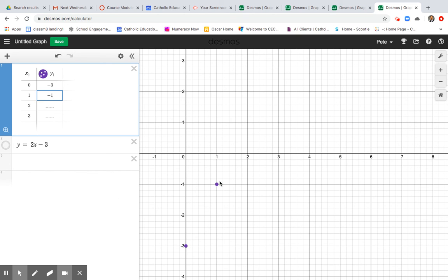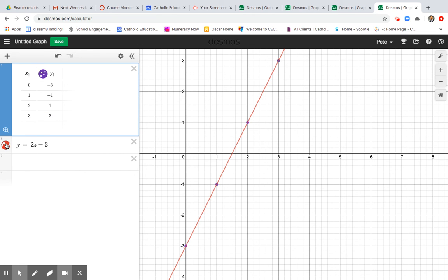Now, we would expect the next point to be up here and then up here, because we are looking for that straight line. 2 times x is 4, minus 3 is 1. It's exactly where we thought it would be. And again, where would we think this? If it's a straight line, it should be the point 3, 3. 2 times 3 is 6, minus 3 is 3. And there's our straight line.